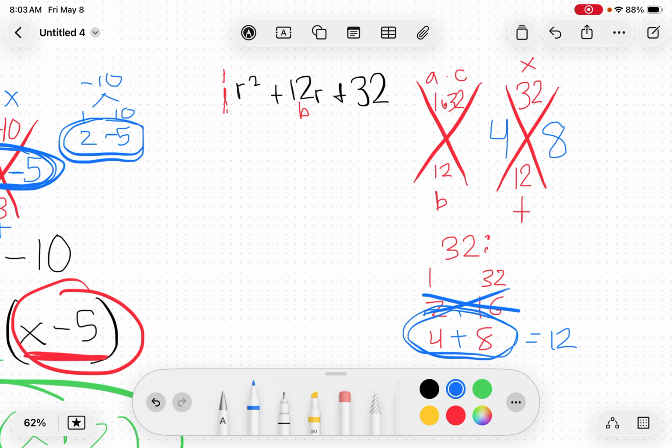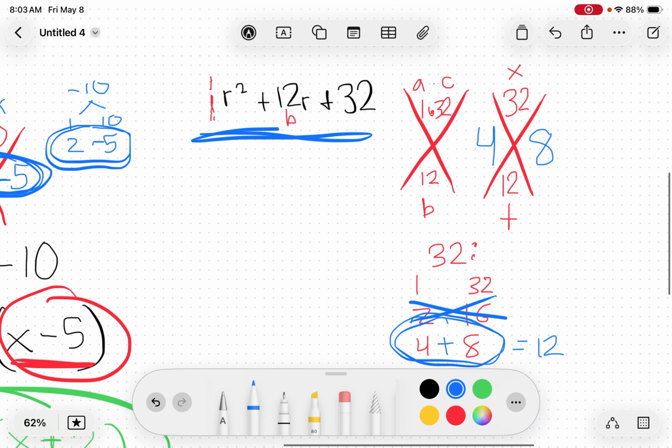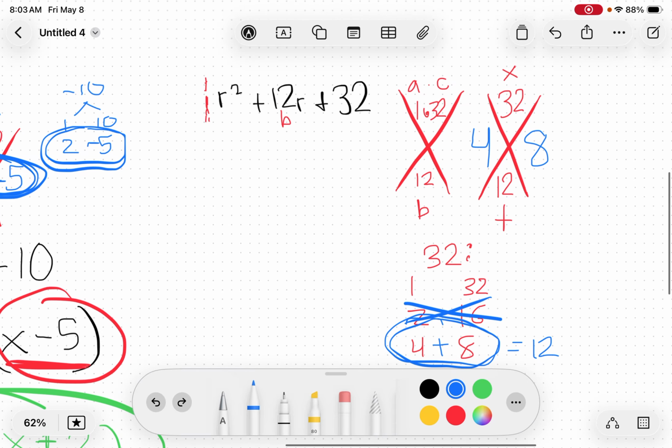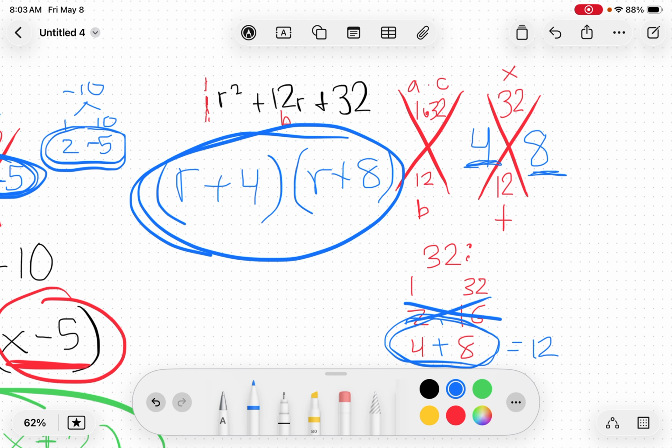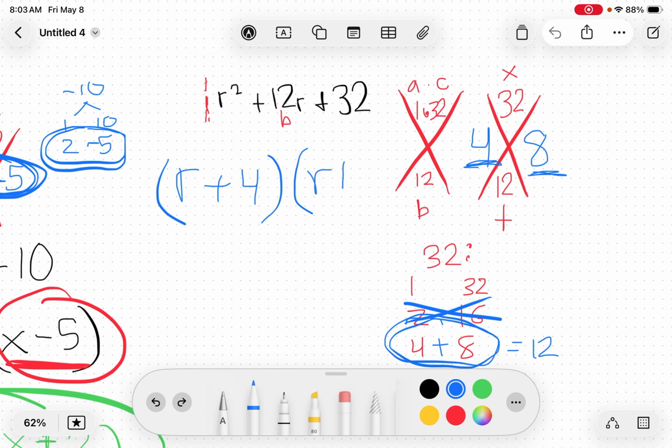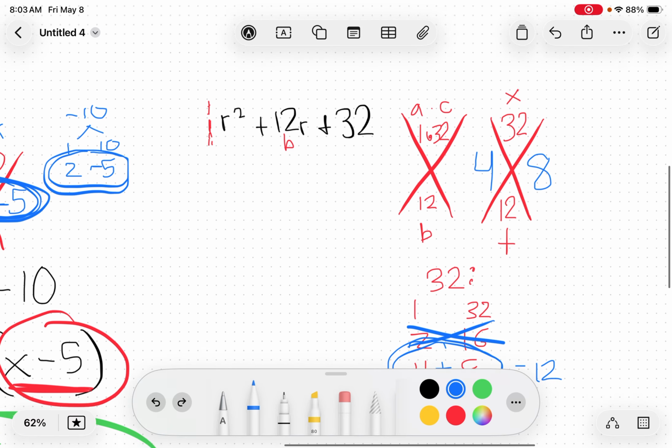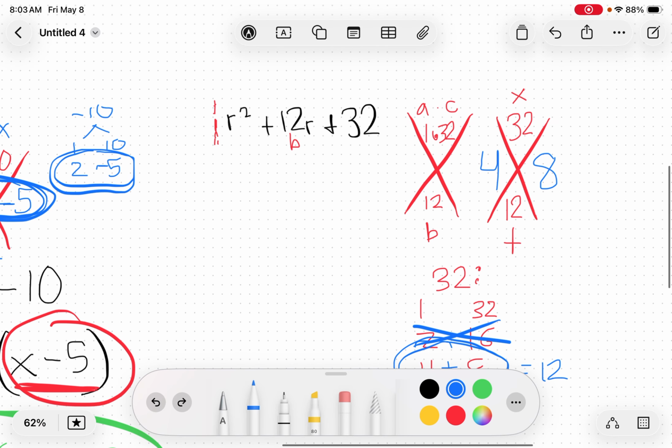So what my answer is going to be is, because we have an r, we're going to break it down into r, and then since this is positive 4, it would be r plus 4 in parentheses. And since the other one is a positive 8, it would be r plus 8. This is going to be my final answer right here. We did the super quick way. I'm going to show you how to get that same answer by undoing the combining like terms when we break it down, like how we can get that.